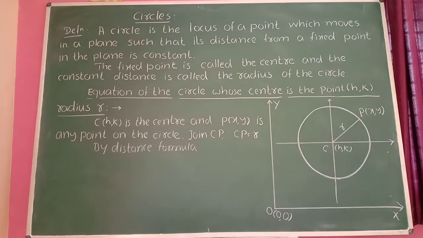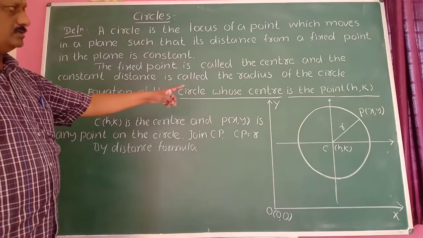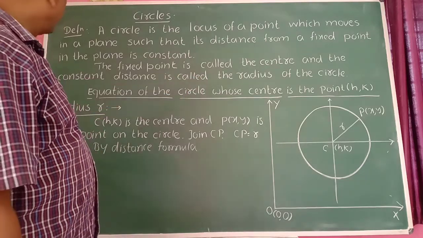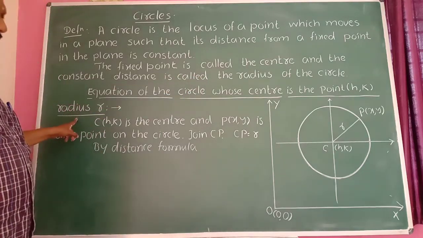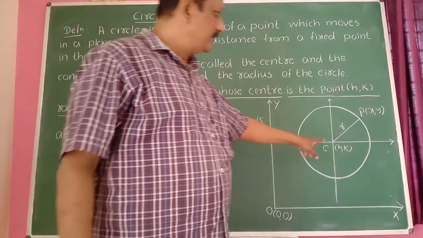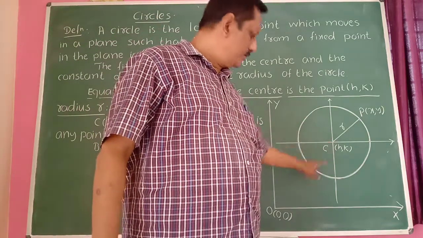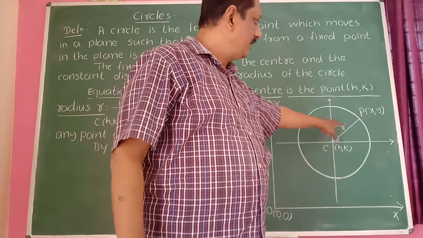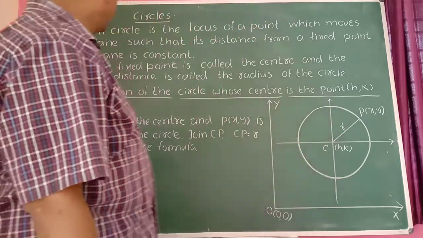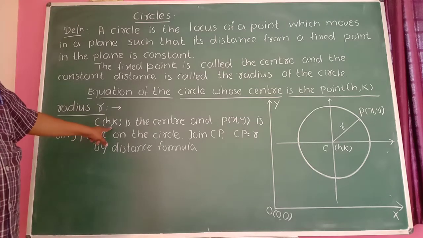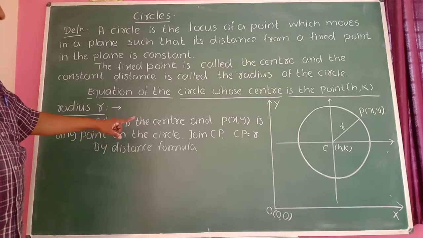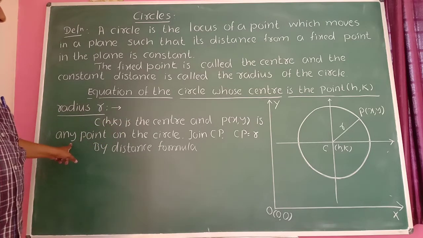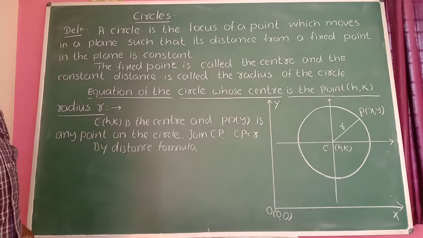So next, the equation of the circle whose center is the point (h, k) and the radius is r. So the center is other than the origin, (h, k). Origin is here and the center is other than the origin, (h, k). Then r is the radius. So C(h, k) is the center and P(x, y) is any point on the circle. Join CP and take CP equal to r.